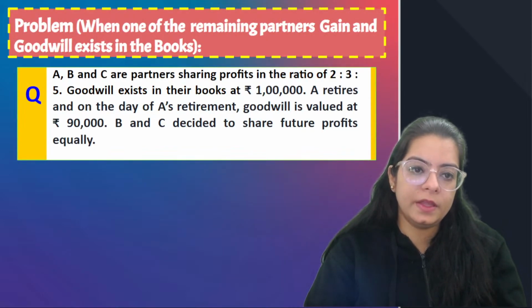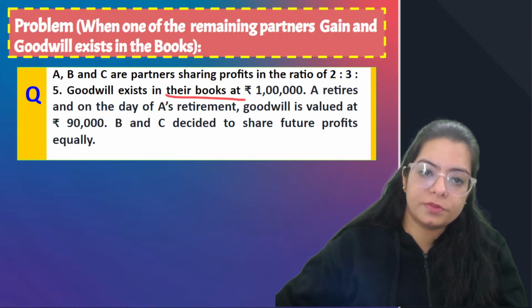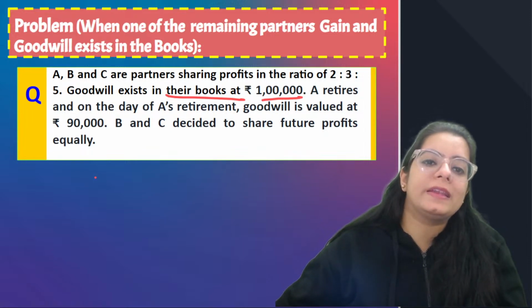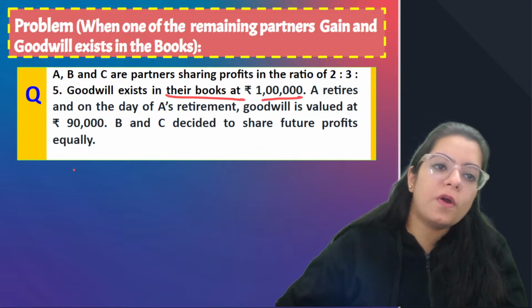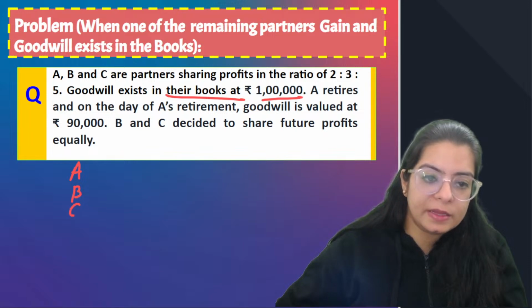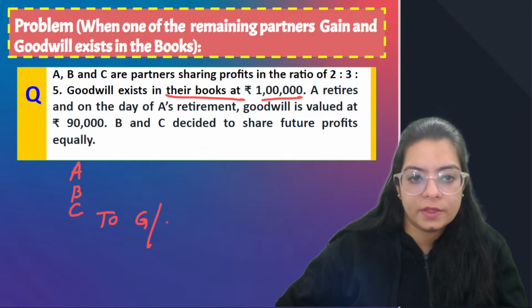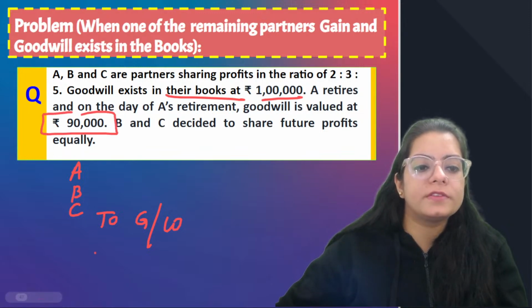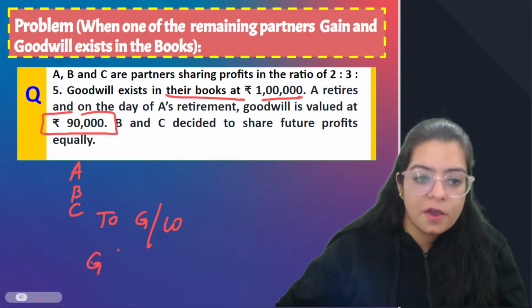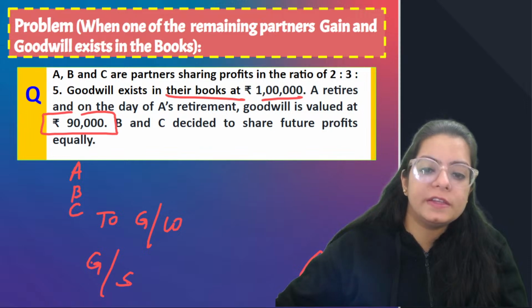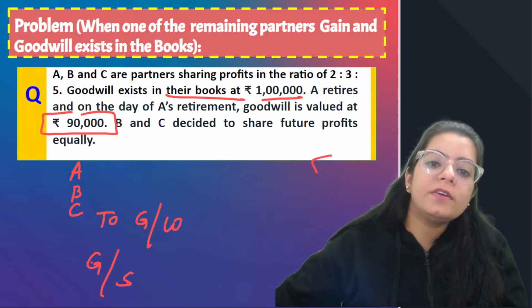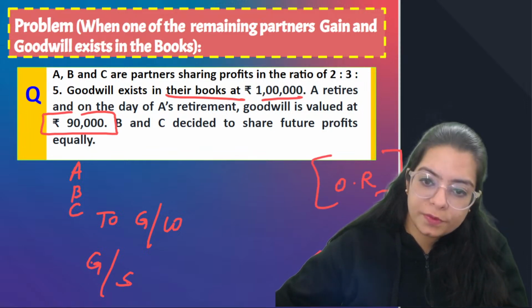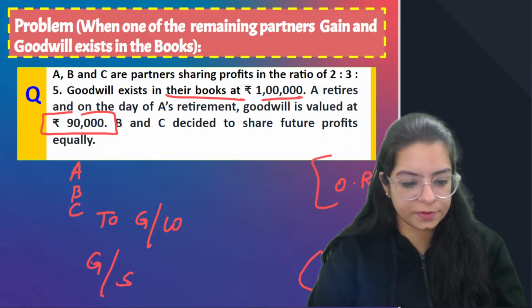Like you all can see, goodwill exists in their books. So firstly, you are going to write it off. How are you going to write it off? All partners A debit, B debit, C debit to goodwill, right? Then the new goodwill is given. For this, you are going to pass the entry gaining to sacrificing. For gaining to sacrificing, we will need the gaining ratio. Writing off is always done in the old ratio. Try this question out, then we will move further.